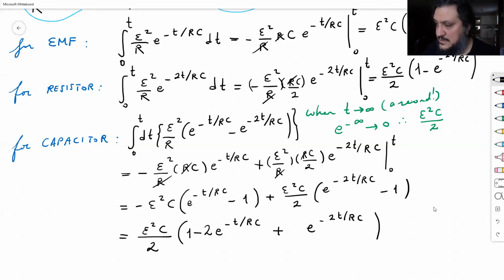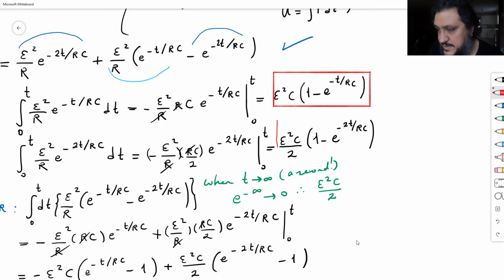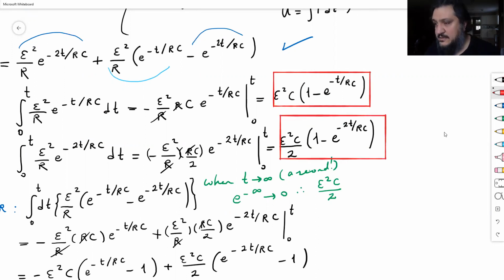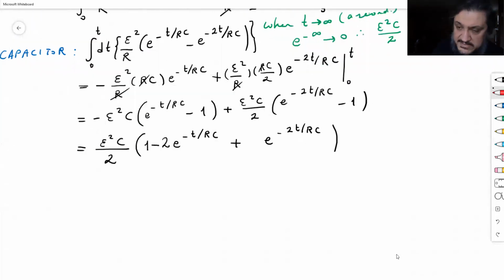So let's look at the summary now. We have, let's use the red. This is the energy you get from the battery. This is the energy dissipated in the resistor. And here's the energy stored in the capacitor.